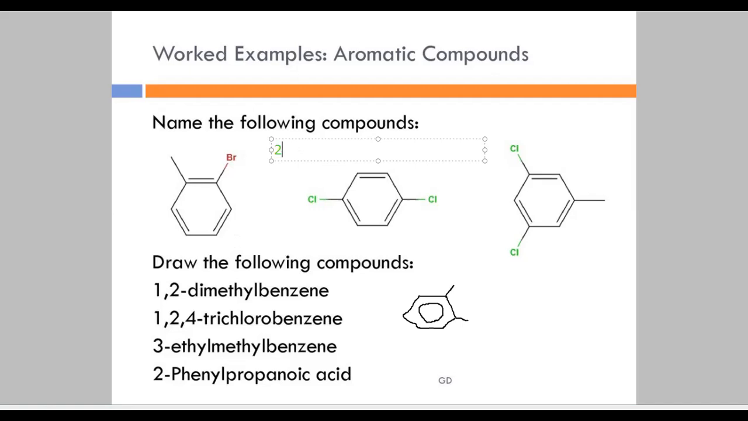Bromo, bromo. Uh-huh. 1-methylbenzene. Yes, 2-bromomethylbenzene. Remember, you don't have to say 1 for methyl because it's implied that the methyl is in carbon number 1. So 2-bromomethylbenzene. How would you name this one? A girl? Let me hear a girl. What's the name for this one?